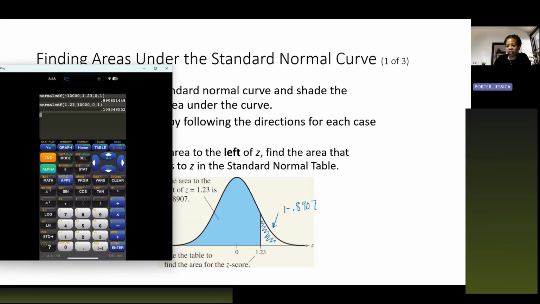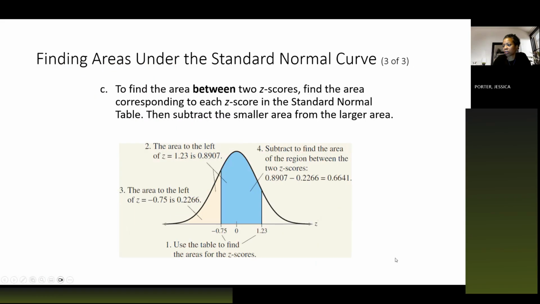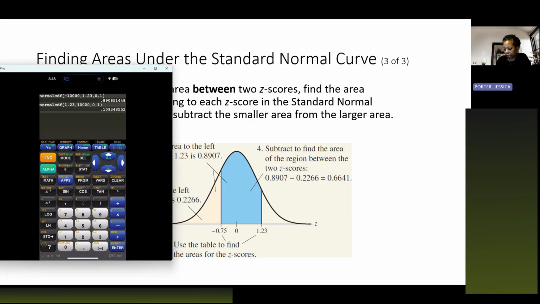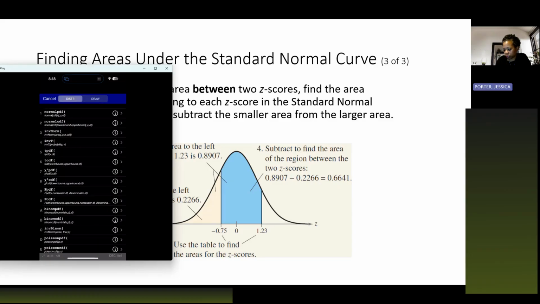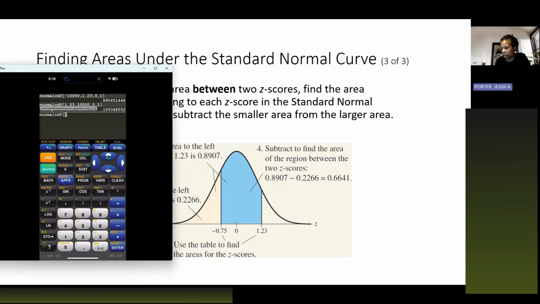While I'm here, if you have a situation where you have an upper bound and a lower bound, you're just going to put that upper bound and lower bound into the calculator. So second VARs, normal CDF, and the lower bound is negative 0.75. Upper bound is 1.23. Mean is 0. Standard deviation is 1. Enter. 0.6641.